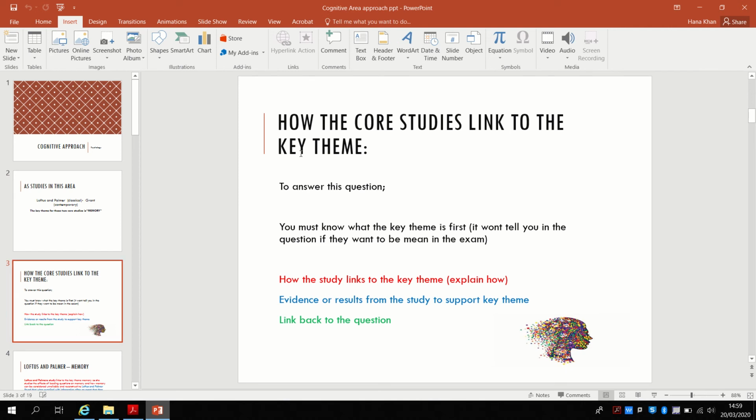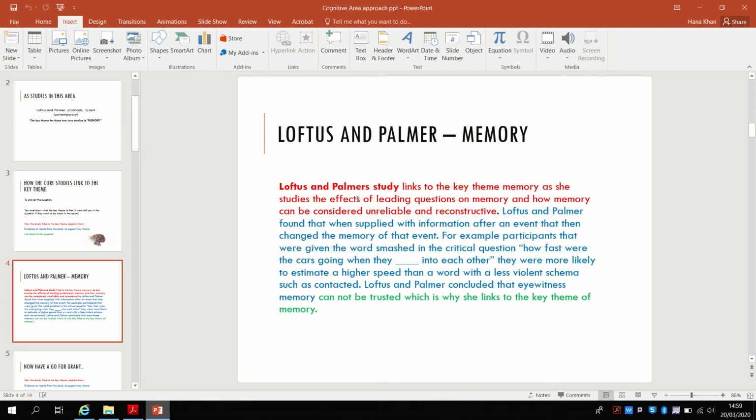So how does each of the core studies link to the key theme? To answer this question, you need to know how it links to the key theme and explain why. Give evidence or results from the study to support the key theme and link back to the question. An example of how Loftus and Palmer may link to the key theme is: Loftus and Palmer links to the key theme of memory as she studies, yes, Loftus and Palmer is a woman, by the way, the effects of leading questions on memory and how memory can be considered unreliable and reconstructive.